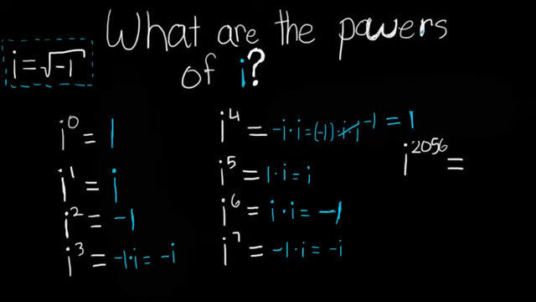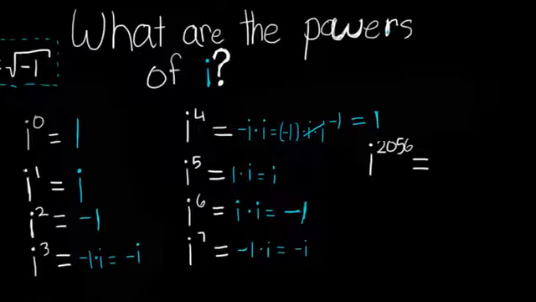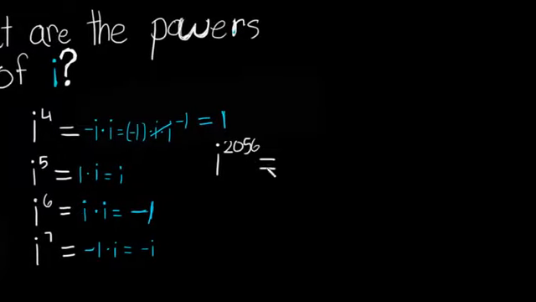So if we had i to the power of 2056 over here, how do you solve that? Well, how you solve that is see if the exponent is divisible by 4. Is this divisible by 4? Well, yes, 56 is divisible by 4. And anything divisible by 4 is just 1. That's a very key concept you need to know. I'll give you guys more examples.